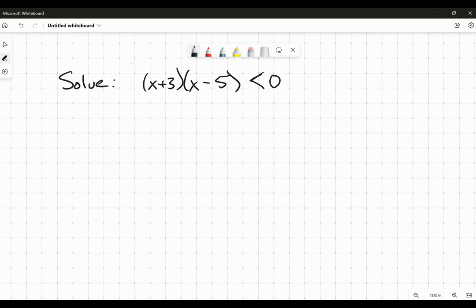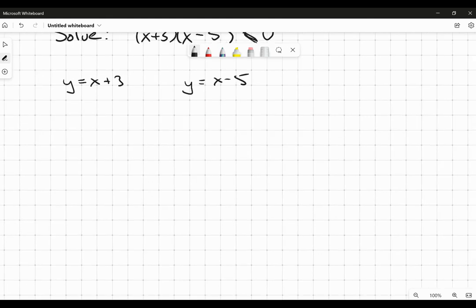what I'm interested in is where that product is less than 0. So what I'm going to do is break these things up. I'm going to look at the two lines separately. I'm going to look at the line y = x + 3, and then I'm going to look at the line y = x - 5. Okay, I'm going to graph them together here.